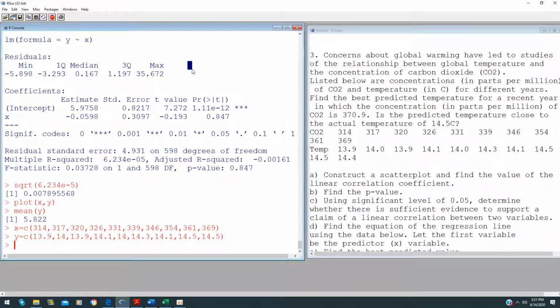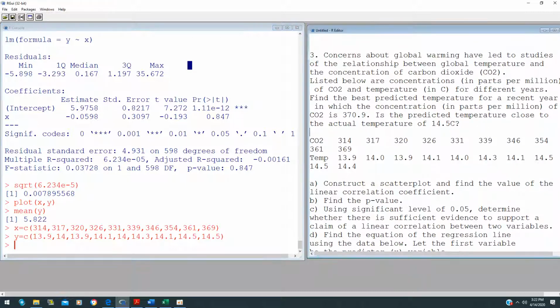This is question 3. Concern about global warming has led to studies of the relationship between global temperature and the concentration of carbon dioxide, CO2. Listed below are the concentration in parts per million of CO2 and temperature in Celsius for different years. Find the best predicted temperature for a recent year in which the concentration in parts per million of CO2 is 370.9. Is the predicted temperature close to the actual temperature of 14.5 degrees Celsius?